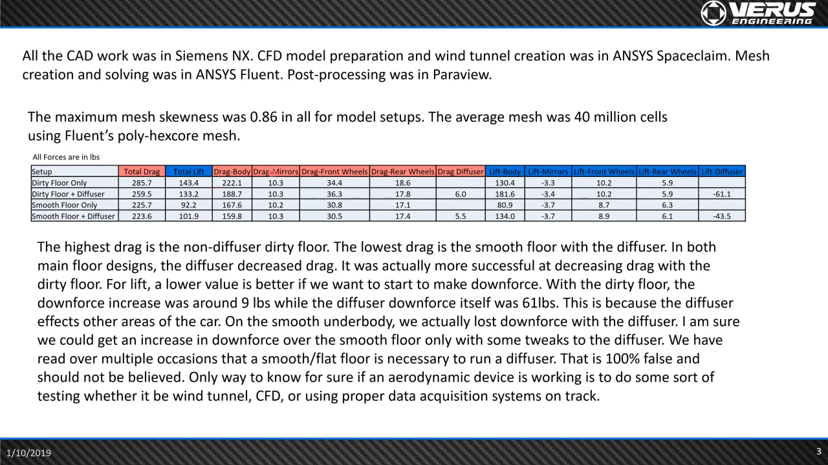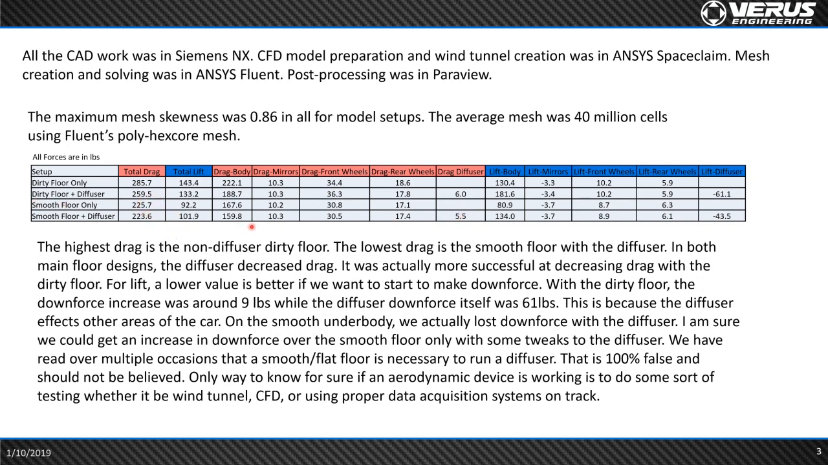Now you can look at the breakdown between the body, the mirrors, the front wheels, the rear wheels, and the diffuser, and the same thing with the lift. You can analyze these yourself, but the really important thing is looking at the diffuser by itself. Adding the diffuser, the actual component itself, adds 6 pounds of drag, but it reduces the overall drag on the car. On the smooth underbody, it increases drag by 5.5 pounds, which is what it's actually seeing on the car, but you're still getting a decrease in overall drag on the car.